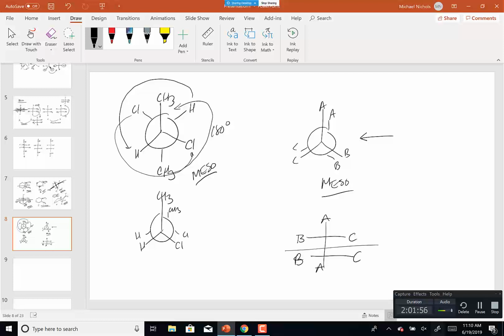So what we've been doing is playing the game, is that single compound meso or not meso? But if I give you a pair of molecules and they're both meso, then they're the same meso compound. If I give you them and they're the same but not meso, then they're the same not meso compound.